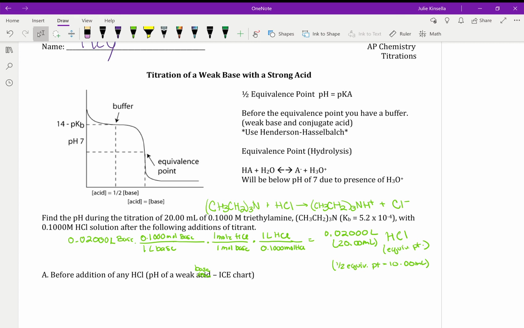All right, we are going to get into the calculations involving the titration of a weak base with a strong acid. Make sure you've seen the video that I posted right before this, just so you have some background on the calculations we're going to be doing.